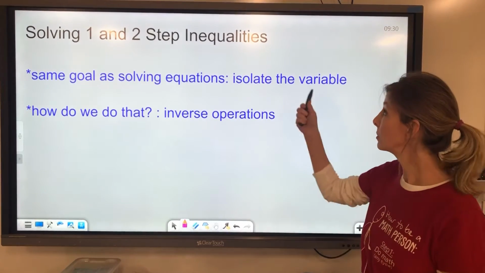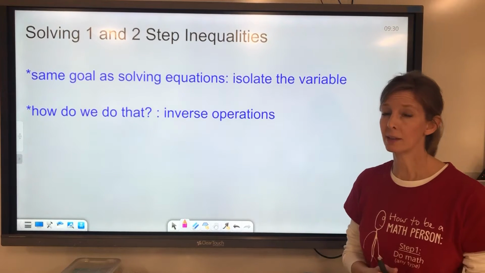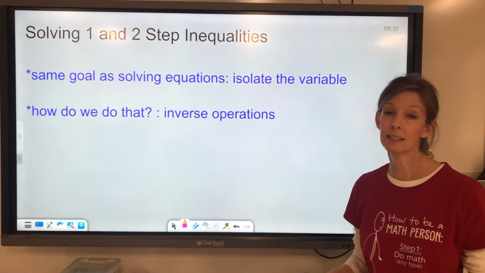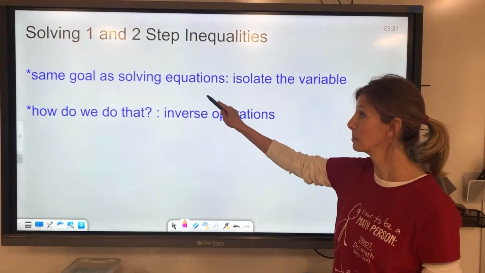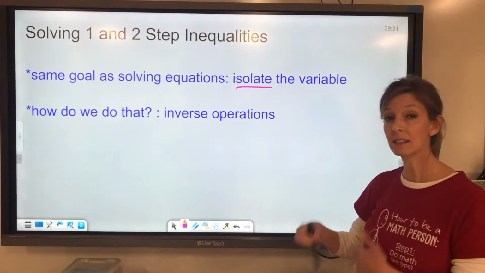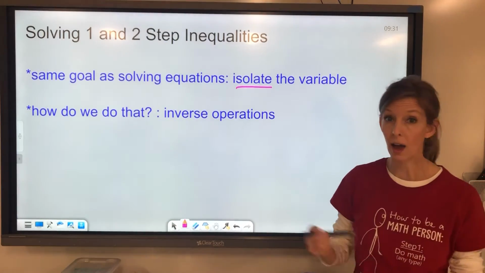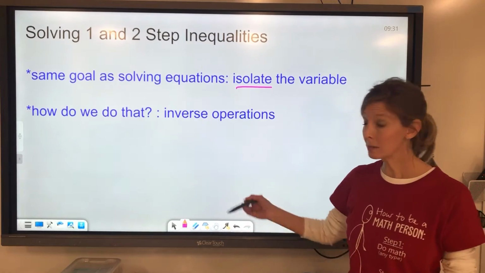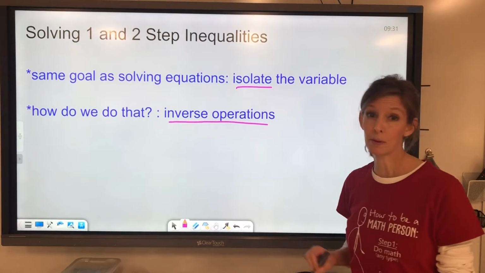We're continuing on with inequalities, and today we're going to talk about solving one- and two-step inequalities. Now, the nice thing about this is you have the exact same goal as when you were solving equations, which really was to isolate the variable, to get the x or the y or the w all by itself. And how do you do that? Same way we did before, using inverse operations.